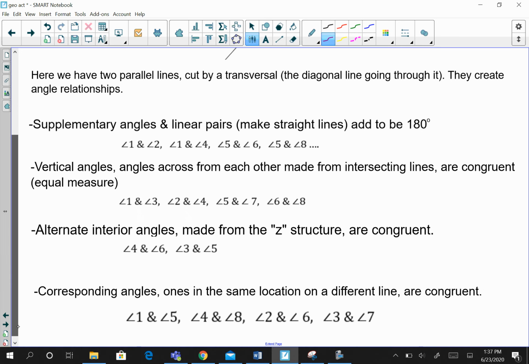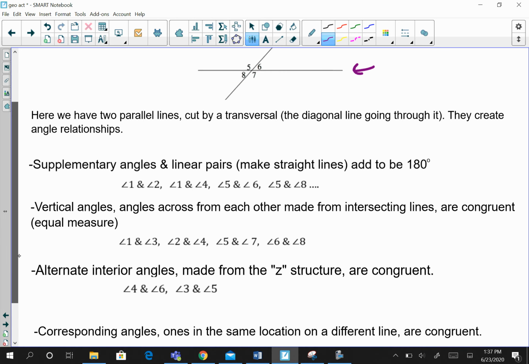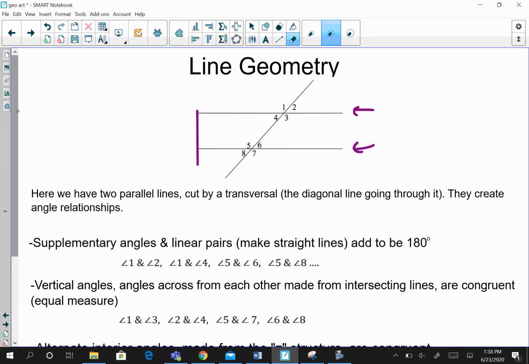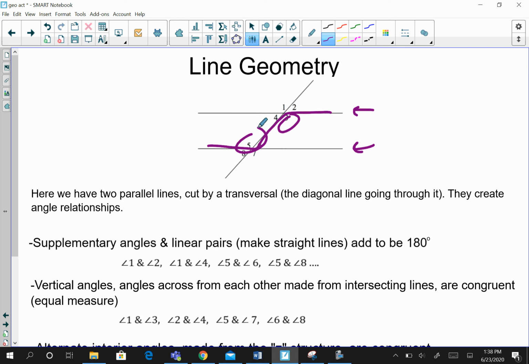We have alternate interior angles made from that Z structure. So here is where the Z will be. Here, here, and here. Those angles are this one and this one. Those are the same, the ones on the inside of the Z. So that would be 4 and 3, and then the Z, we could kind of draw it the other way, even though I know that's not right. 3 and 5. Those would also be congruent.